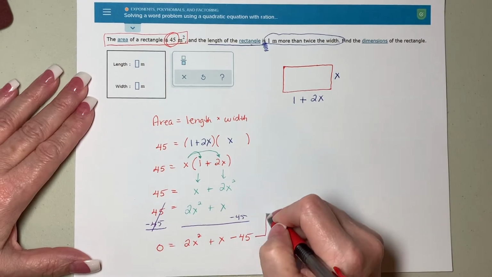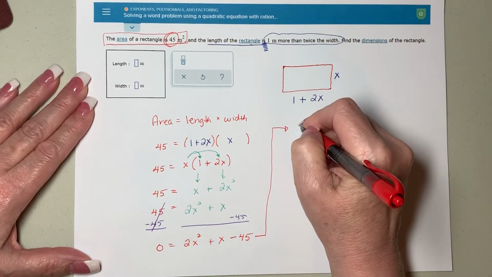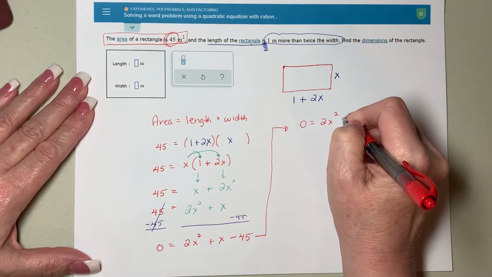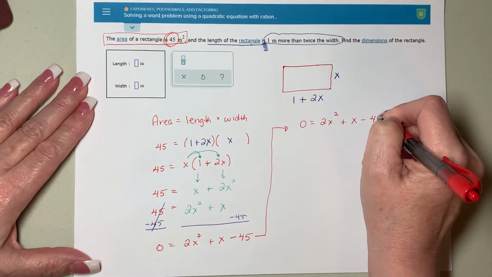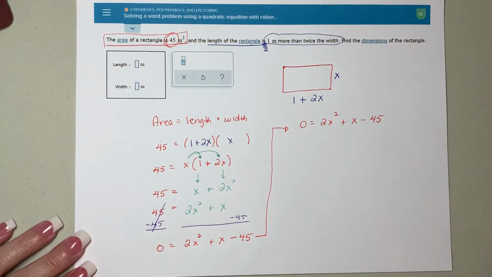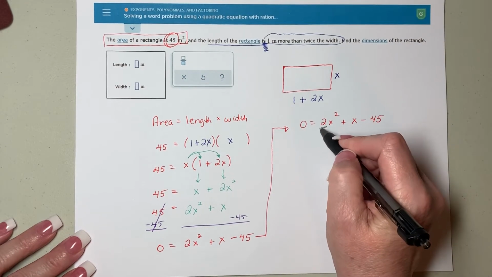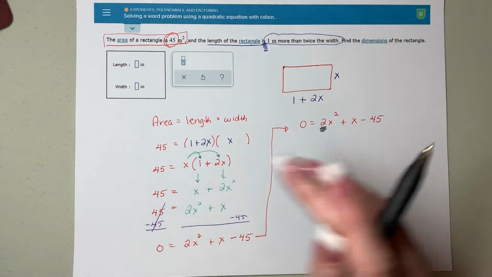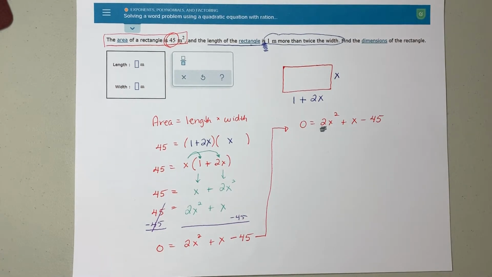So, kind of running out of room, so follow me. 0 is equal to, in order to factor this type of quadratic, this is the kind that starts with a coefficient other than 1. So I am going to use what I call the AC method along with grouping in order to factor it. Now, some people just try to do it by trial and error, and that works too. The quadratic formula always works, but I like to practice my factoring skills.